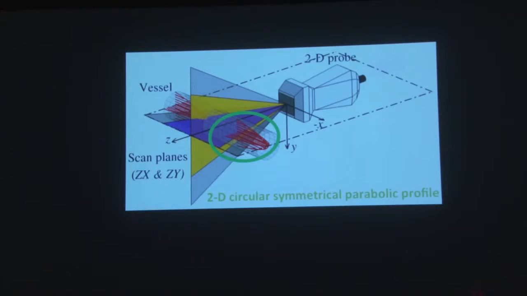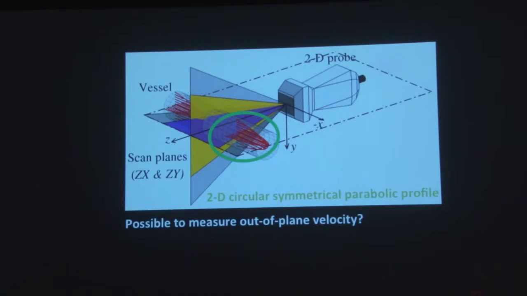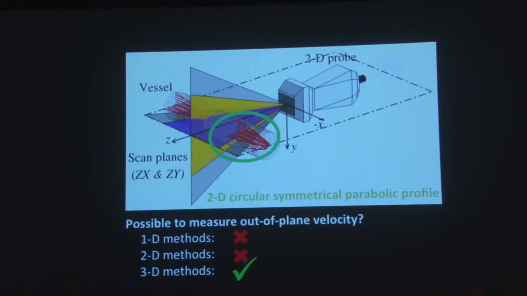And we can use that by measuring the volumetric flow and then calculating back to the theoretical profile. So the question is, can we measure this out-of-plane velocity component with current techniques? And of course, no, with 1D techniques we can't do it. We can't do it with 2D techniques, but 3D techniques are able to do this.